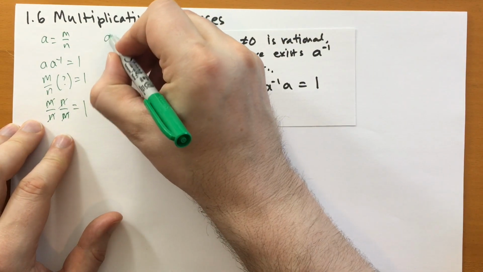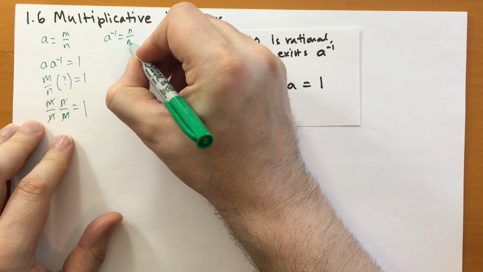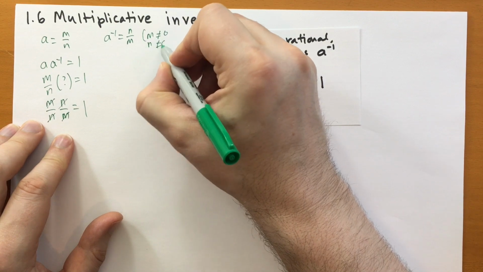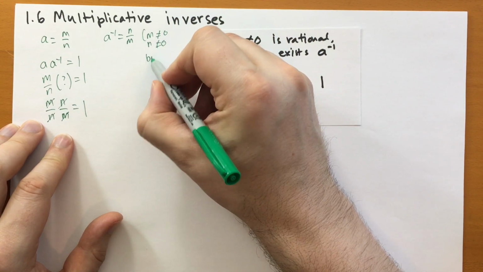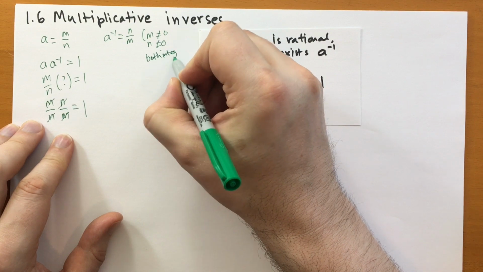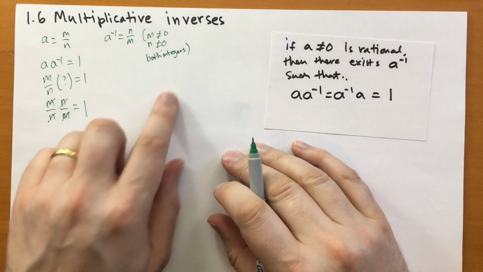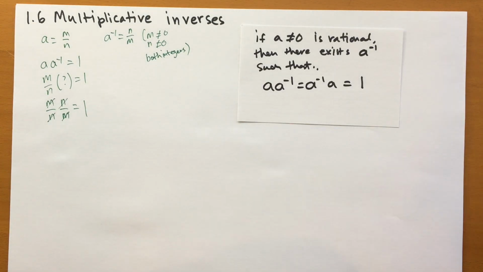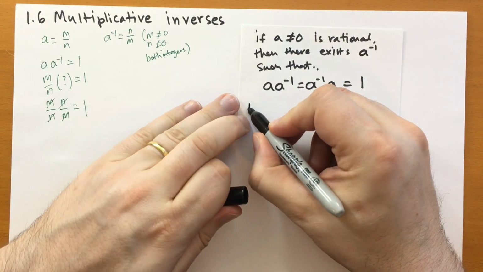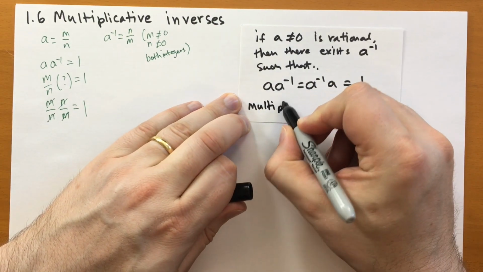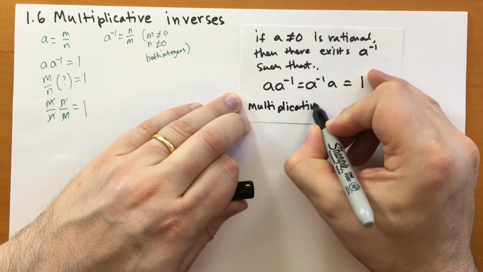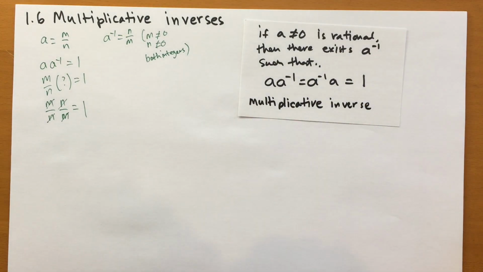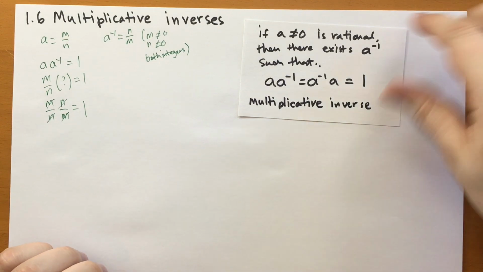So a to the minus 1 is equal to n over m. Note that m cannot be equal to 0 and n cannot be equal to 0, but they're both integers. Okay, so this is called the multiplicative inverse. I'll write that down here. Why didn't we introduce this earlier? Well, we really couldn't, because we were talking about integers and we weren't talking about rationals. Now that we're finally talking about rationals, we can talk about the multiplicative inverse.